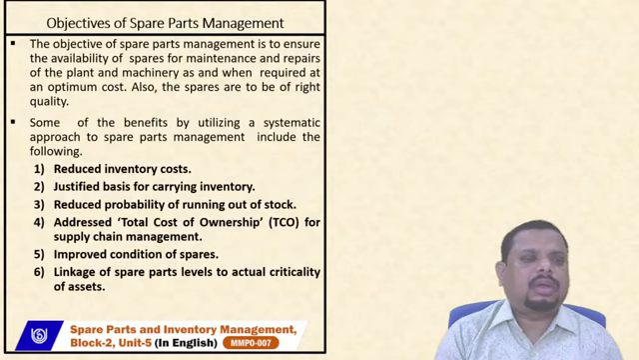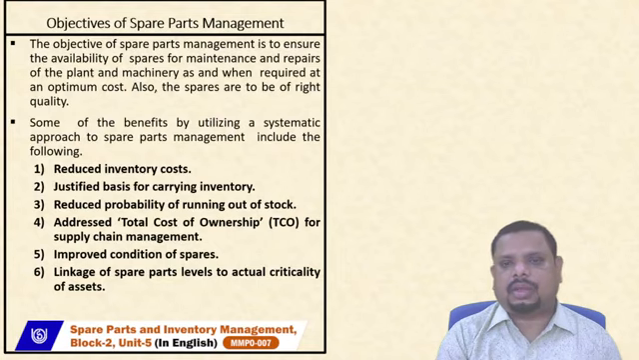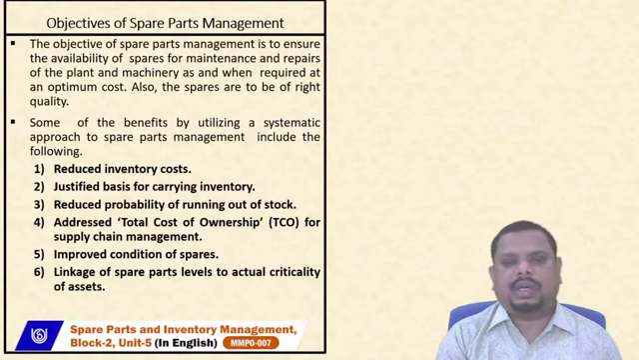Moving to the next one, we have the objective of spare parts management. Under the objective of spare parts management, the first important part is that it is ensured at department and sub-department levels. The next important part is the availability of spare parts for maintenance and repair of the plant and machinery, as and when needed or required, at the optimum cost.